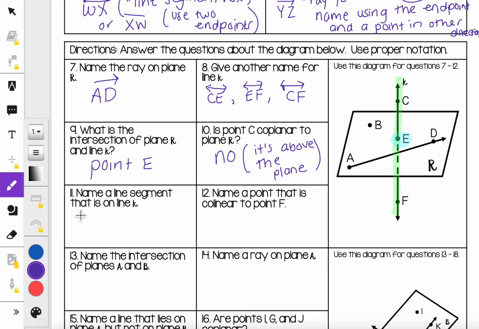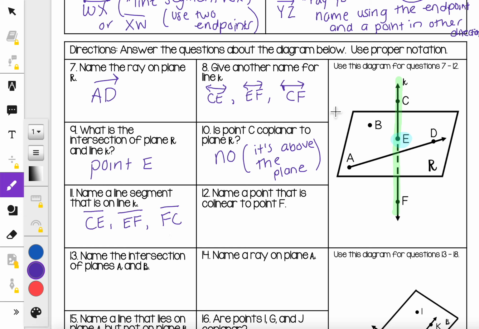Number 11, name a line segment that is on line K, right? So here you have a whole bunch of line segments. We have CE, we have EF, and then we also have CF, okay? But when we name these, all right, we want to stick to just having those endpoints there, okay? And I'm just going to add this last one. You only had to name one, but these would be your 3 options, okay?